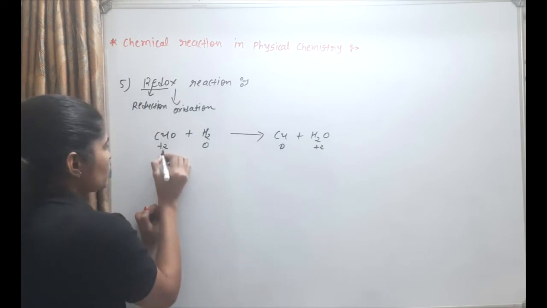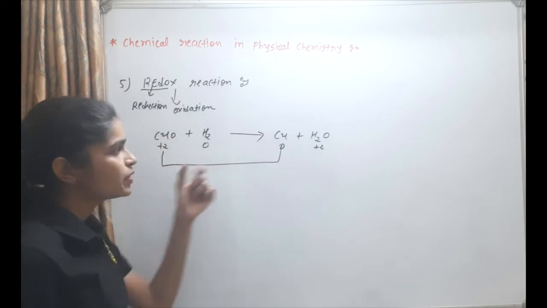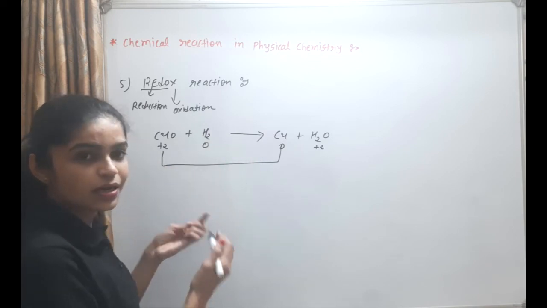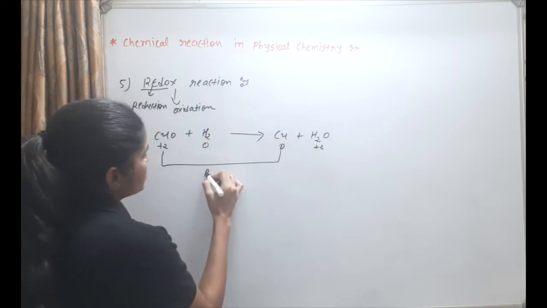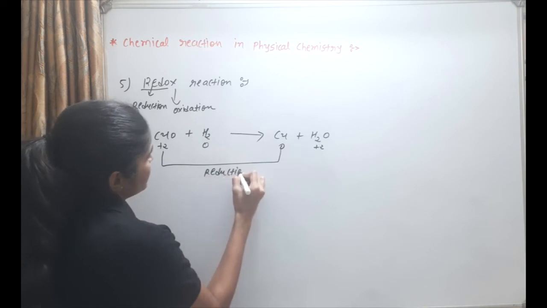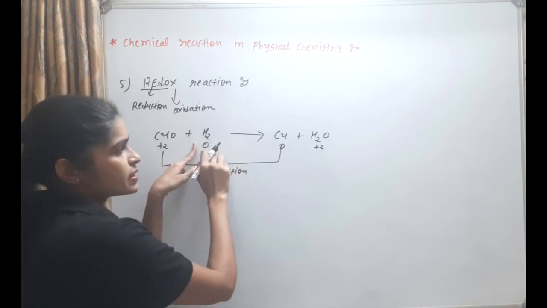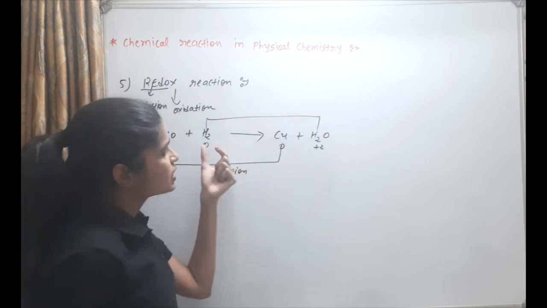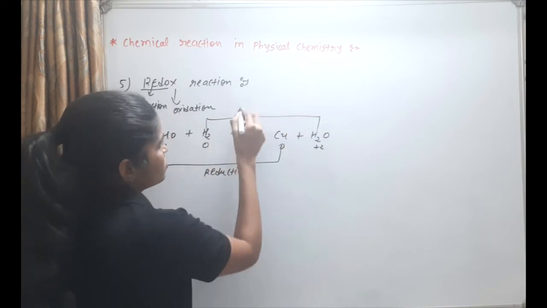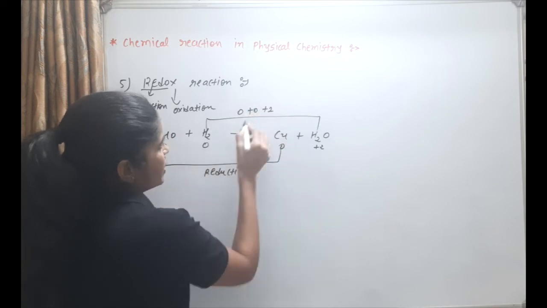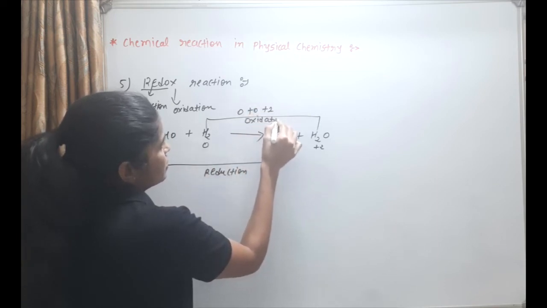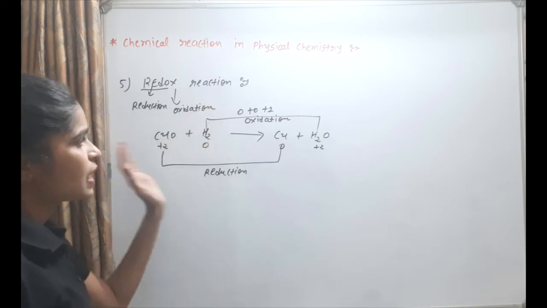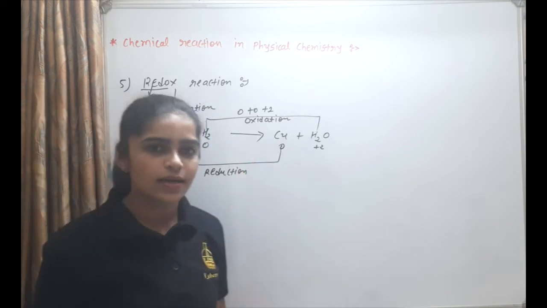So this Cu plus 2 converted into 0. That means there is a reduction in the oxidation state, plus 2 to 0. This is the reduction. And H2 has a 0 charge and this converted into plus 2. So the oxidation state increased from 0 to plus 2, and this is the oxidation reaction. So that way oxidation and reduction occur simultaneously, and this is known as the redox reaction.